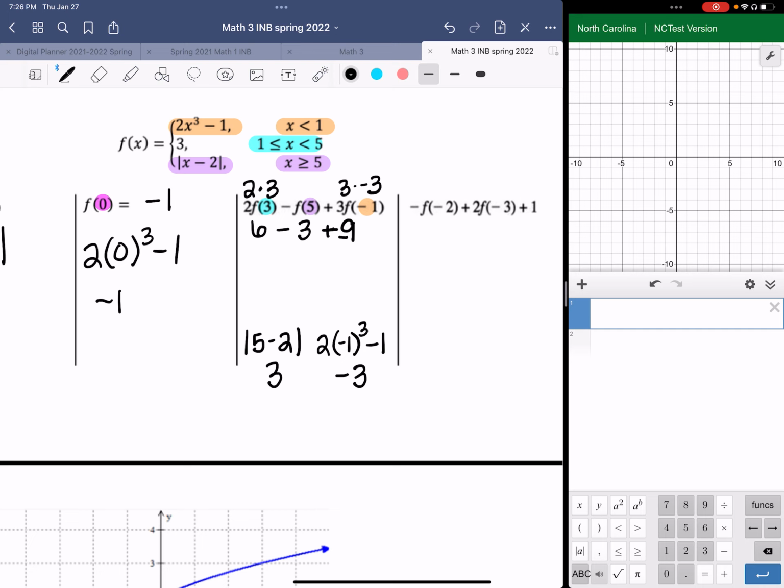So we have 6 minus 3 is 3, plus negative 9, that's going to give me negative 6 as my final answer.